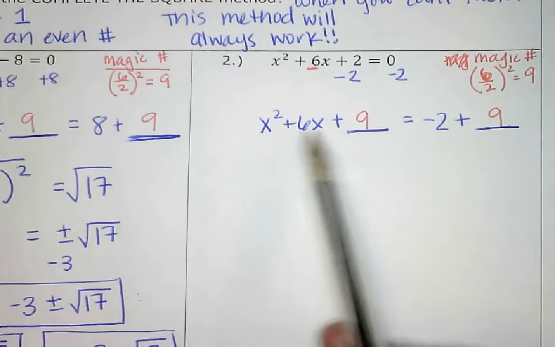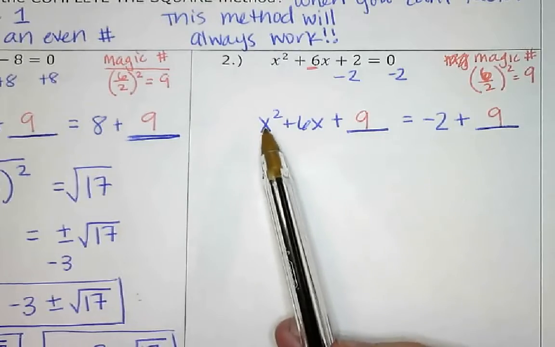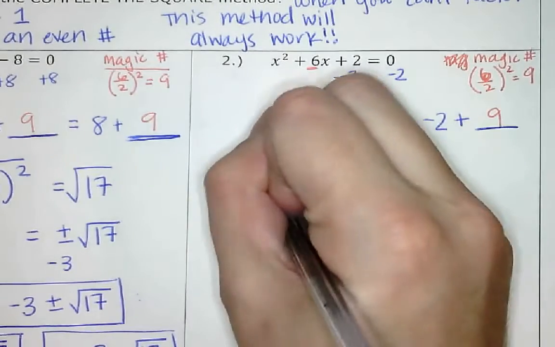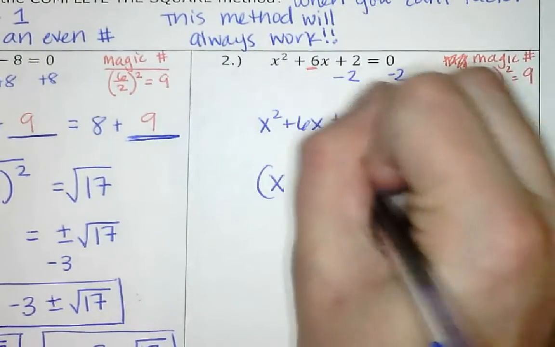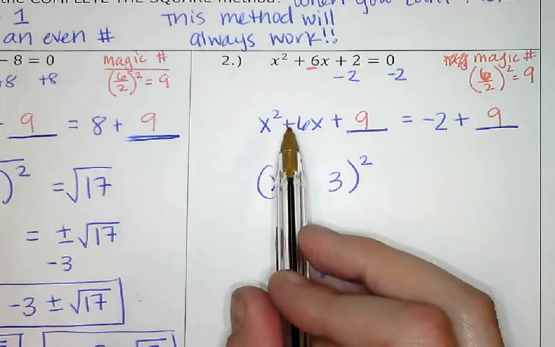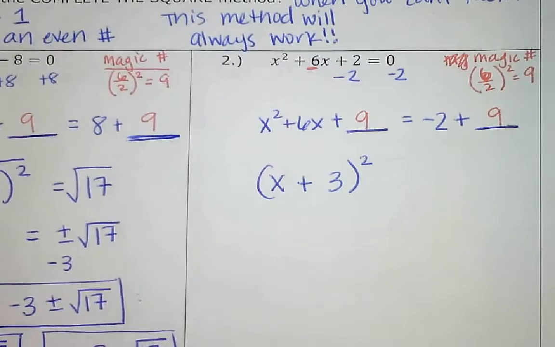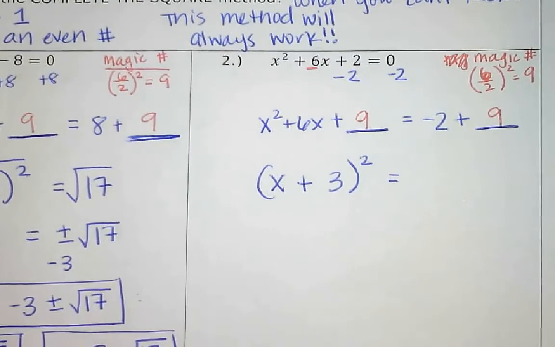Okay, well, we're going to take the square root, right? So the square root of x squared is x. The square root of 9 is 3. And guys, is this plus 3 or minus 3? Plus, because that's a plus 6. So then, and it is equal to negative 2 plus 9, which is going to give us 7. Are y'all cool with that? Okay?